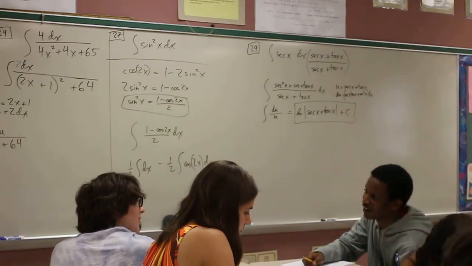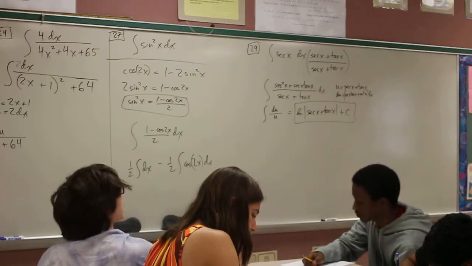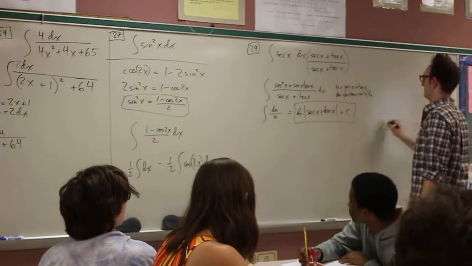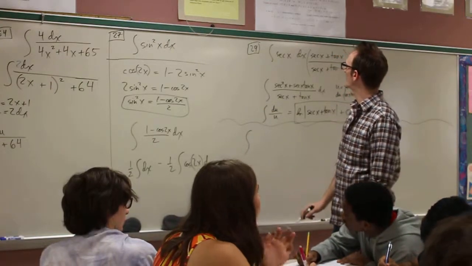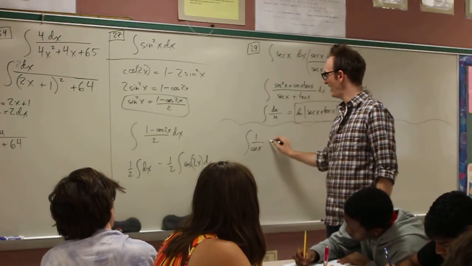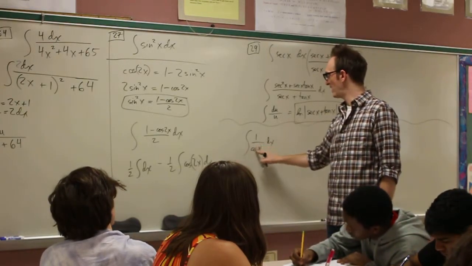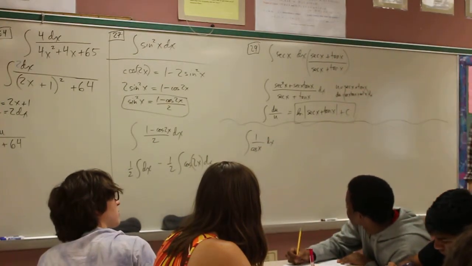That's pretty awesome. Okay, do you want to see the cool way in like 1 minute? Or I'll start the cool way and you can finish on your own. The cool way is harder: write this as 1 over cosine. And then you have to try some things. Can anyone think of something we might try?